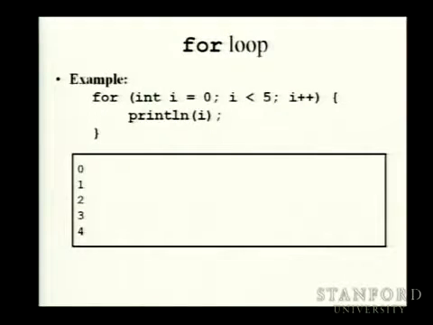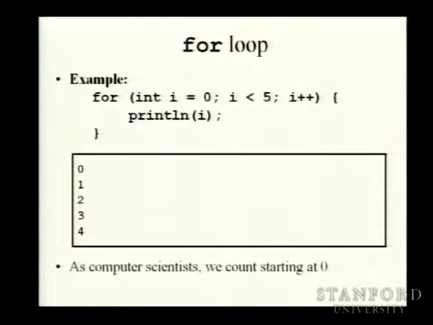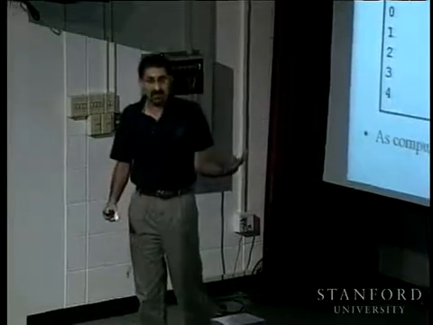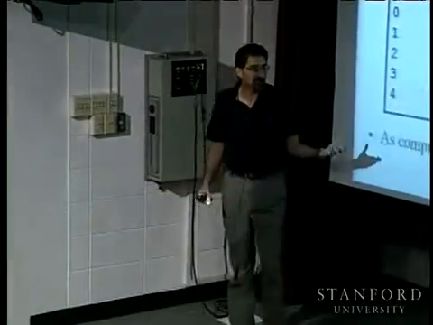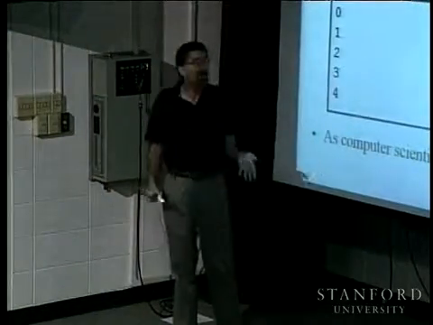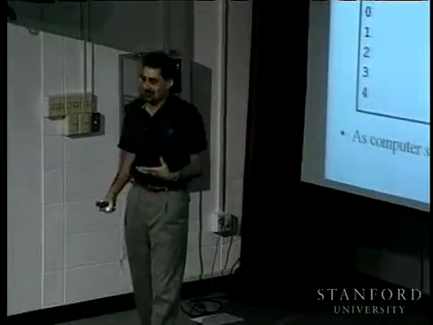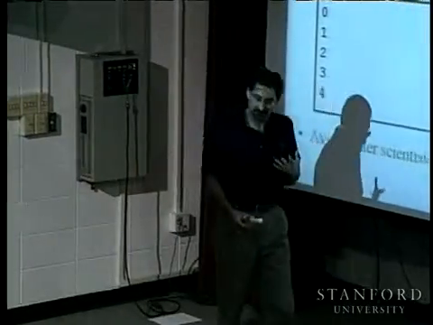It checks the test again. Is 5 less than 5? No, 5 is not strictly less than 5, so it's done. Okay, so you get the values from 0 to 4. But notice it still went through the loop 5 times. It did the body. We just started counting at 0. And as computer scientists, that's a very common thing to do, is really when you want to count something 10 times, you count from 0 to 9 instead of from 1 to 10. That's just what we do, because 0 is a real number, and we love it, and we care about it.